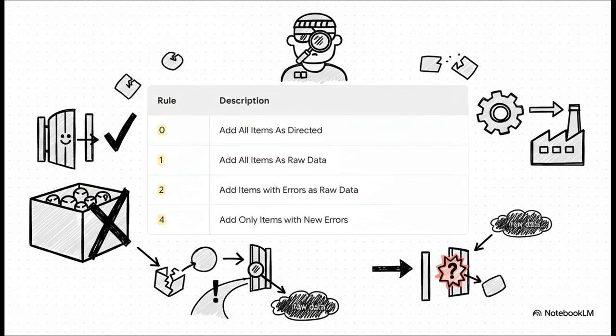Or you can go to the other extreme and say, set everything aside as raw data for a human to review. But the most powerful and common choice is usually Rule 2. This tells the system, let all the good packages through automatically. But if you find even one little thing wrong, set that package aside as raw data so a person can figure out what happened. And that raw data state just means it's parked, unprocessed, and it's not going anywhere near an invoice until it's fixed.